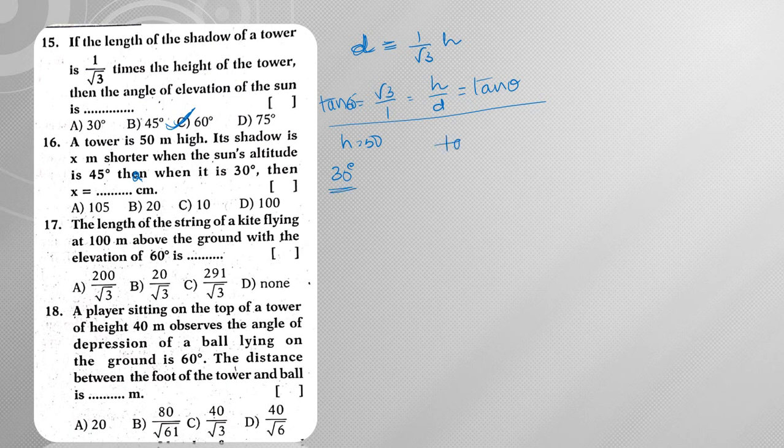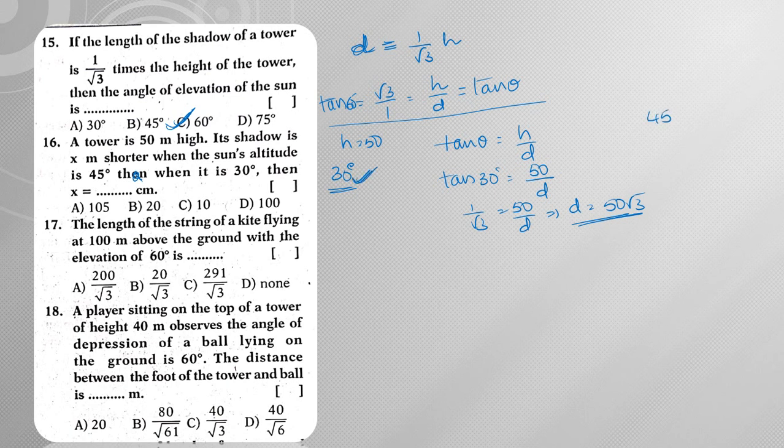So let us see, tan theta is equal to h by d, right? Now tan 30, so when the angle is 30 degrees, then height is 50 and distance, let it be some d. Now from this we will find the value of d. So tan 30, which is 1 by root 3, is equal to 50 by d. So from this d is equal to 50 root 3. So the length of the shadow is 50 root 3 when the angle is 30 degrees.